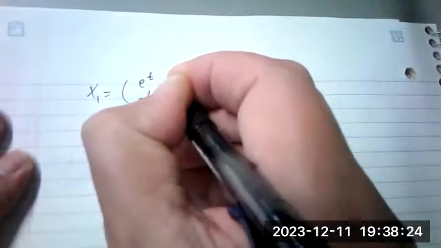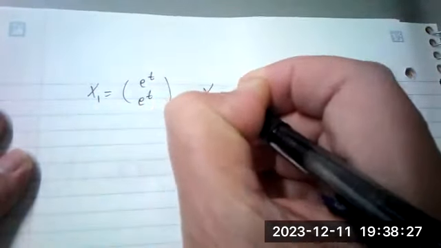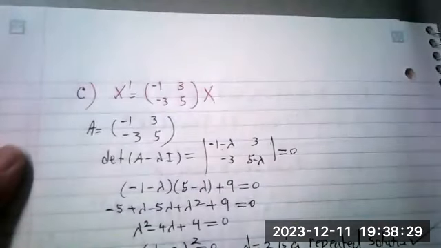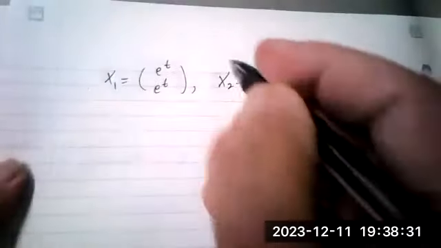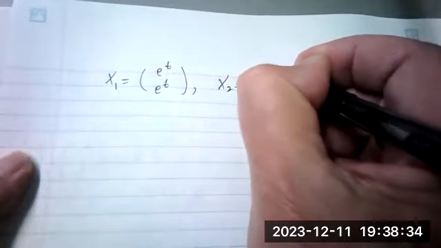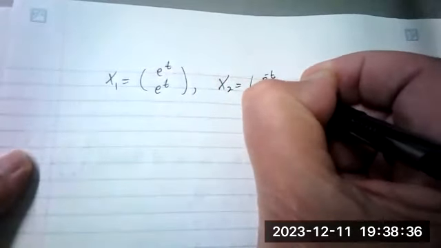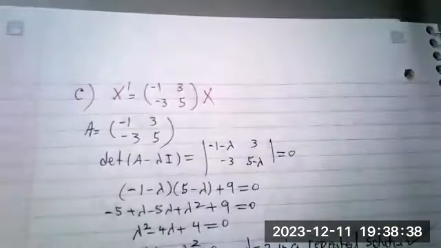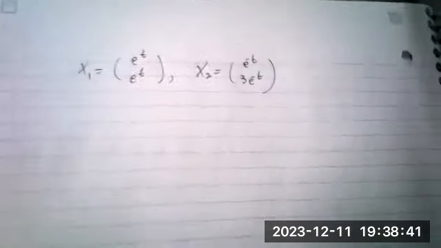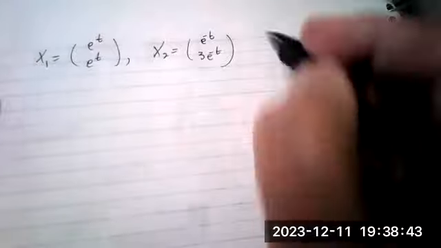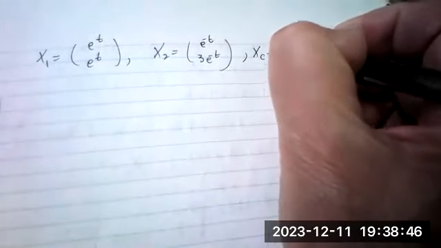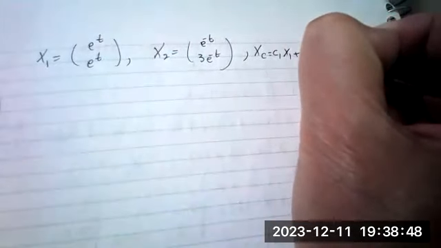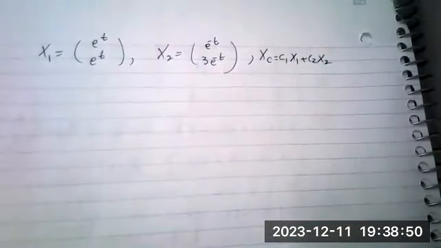So this is what we have. The x1 is e to the t, and the x2 is e to the negative t and 3e to the negative t. These are the corresponding solutions. So far, x of c is c1 x1 plus c2 x2. This is what you're going to have.